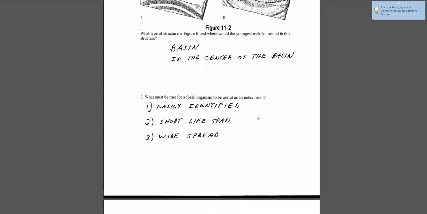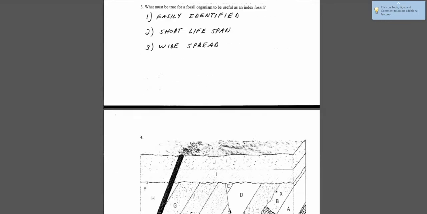Question 3, very much a straight definition of an index fossil. It's got to be easily identified, have a relatively short lifespan, and again, this could be millions of years, but it's relatively short, and it has to be widespread. The example we used in class, the analogy, was Michigan's Petoskey stone. And so those are the 3 characteristics of an index fossil.